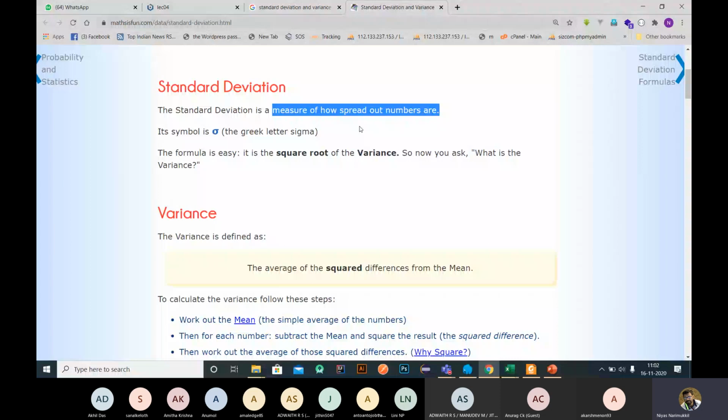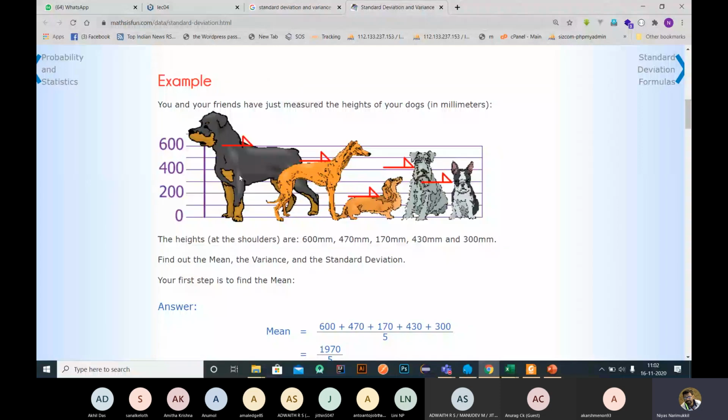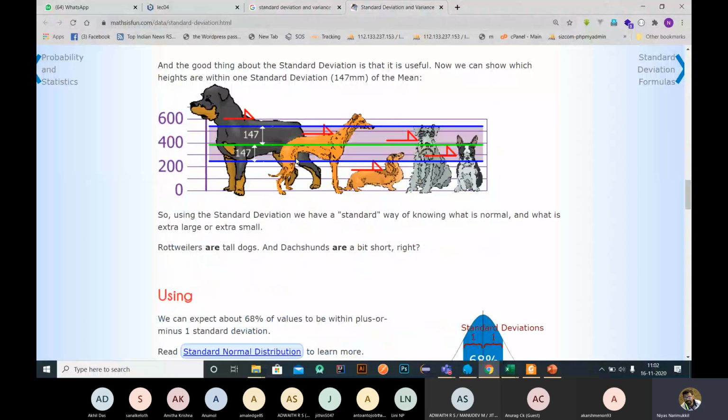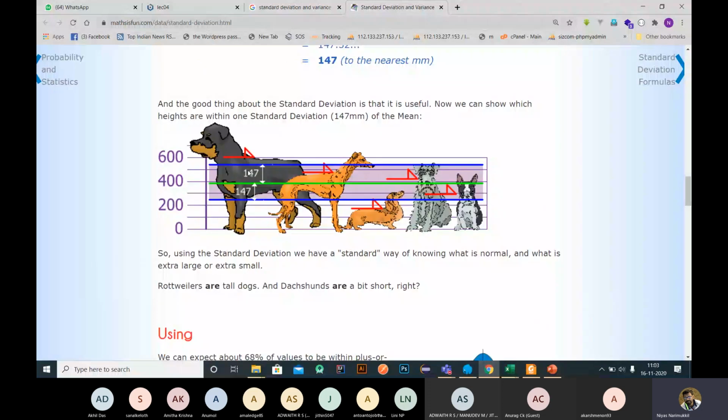So here is a sample example of how to find the standard deviation. With the help of the standard deviation we are getting the value as 147. That is, the spread of the height of the dogs is between mean plus 147 and mean minus 147. So most of the heights will come under that range. In this case only 5 items are there, right?